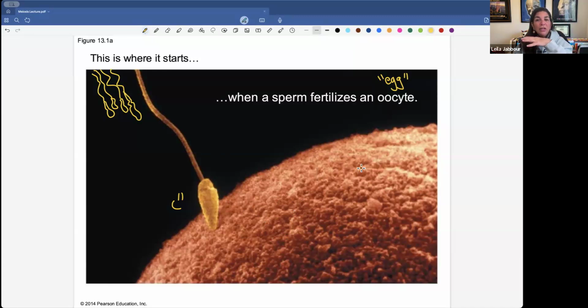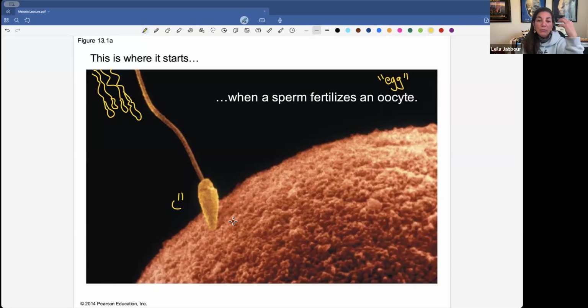Oocyte is just a cell, so the egg is probably the cell with the coverings over it. So you have to have a sperm that's going to be able to get through these coverings and swim fast, and also avoid everything in the female reproductive tract that's going to prevent it from advancing, because the female reproductive tract is helping select the best one, so it's making it hard.